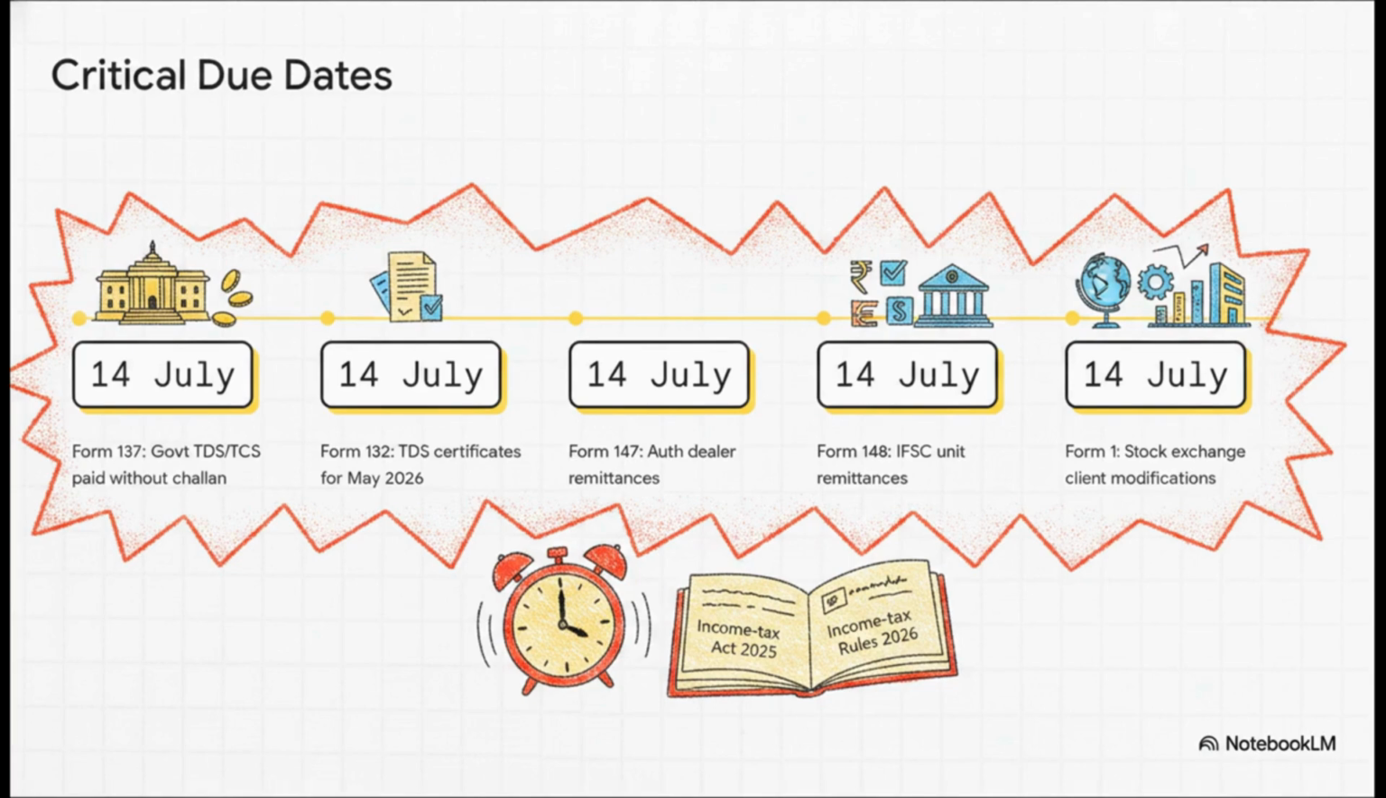First up, Form 137. This is required for government offices that paid TDS or TCS for the month of June 2026 without a challan. Then you've got Form 132, which is for the issue of TDS certificates for taxes deducted back in May 2026. But wait, there's more. Authorized dealers handling remittances have to furnish their quarterly statements using the new Form 147. Similarly, units operating out of an International Financial Services Center, or IFSC, need to submit their quarterly remittance statements on Form 148. And finally, stock exchanges are required to submit Form 1 for transactions where client codes were modified.